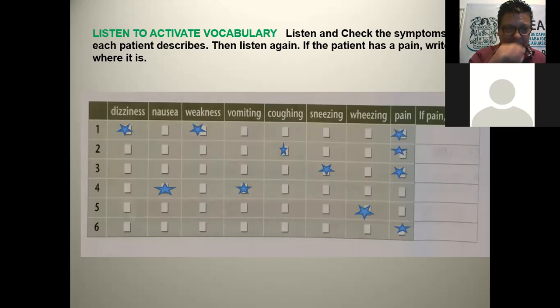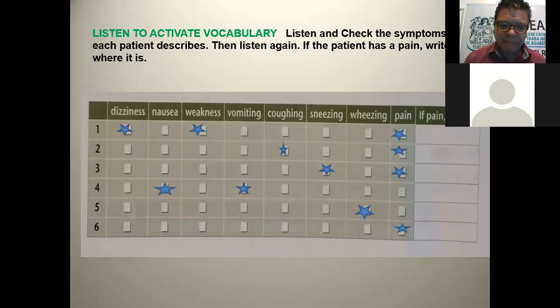I've been, very good. And what about the number 2? Vean que estaba, como decíamos con coughing, ¿cómo lo manejamos? He has been, or she has been coughing, she has a pain, ¿verdad? Sneezing, así, pero nos decía, if the patient has a pain, right, where, ¿dónde tienen este dolor o dónde están sintiendo este síntoma? Por ejemplo, the number 1, where is he feeling this dizziness, weakness, and pain? ¿Dónde escucharon?